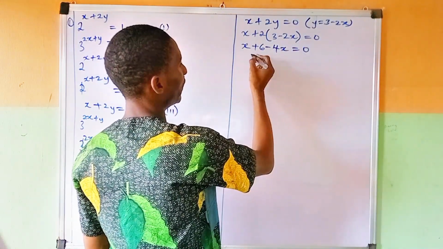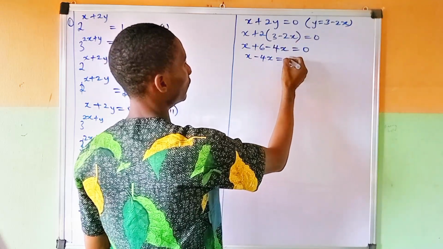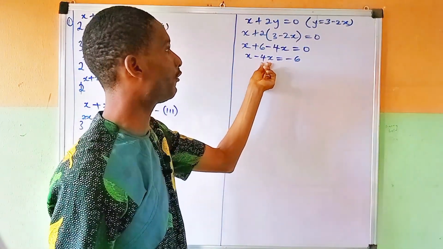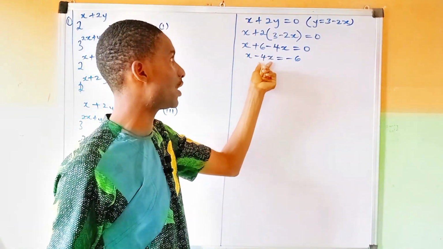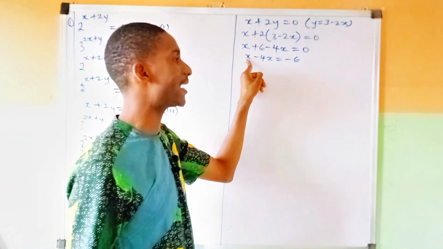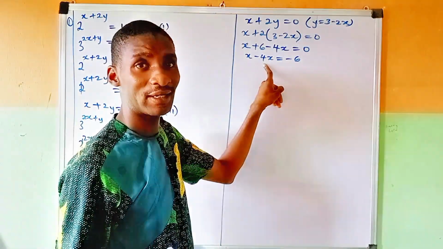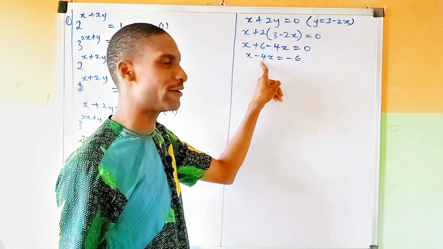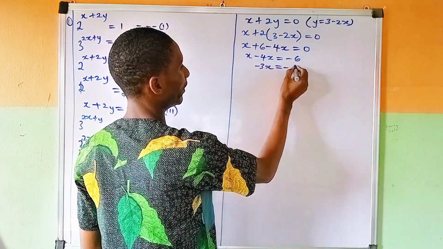So now I can collect the like terms. x minus 4x equals minus 6, since 6 comes to this side and becomes minus 6. x minus 4x. You are owing 4 naira. Let's use Nigerian naira for example. You are owing 4 naira. You have 1 naira. If you pay the 1 naira that you have with you towards the 4 naira you are owing, you would have a debt of 3 naira. So minus 3x equals minus 6.